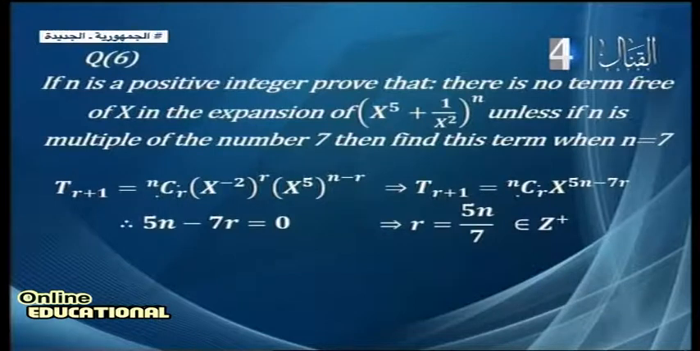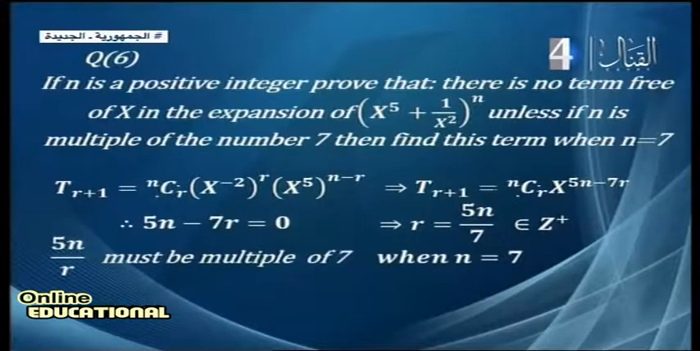r belongs to Z positive. Therefore, 5n over 7 must be an integer, so n must be a multiple of 7. When n equals 7, therefore r equals 5. Why? 5n over 7, which is 5.